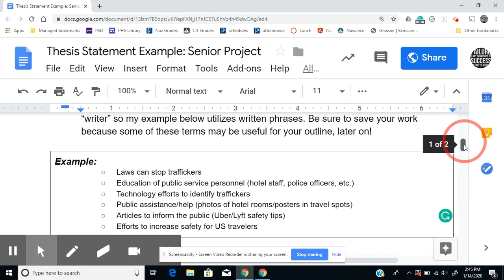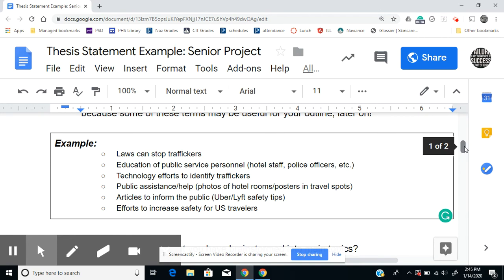My example, I felt laws could stop human traffickers. I also felt like we could educate public service personnel, such as hotel staff and police officers, and I wanted to research how that's happening. I wanted to research some technology efforts that were being made to identify traffickers, public assistance, what we can do as public to support ending trafficking.